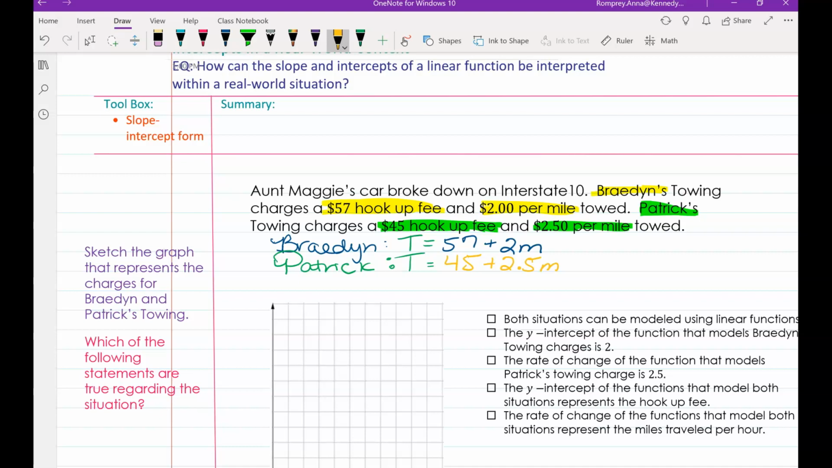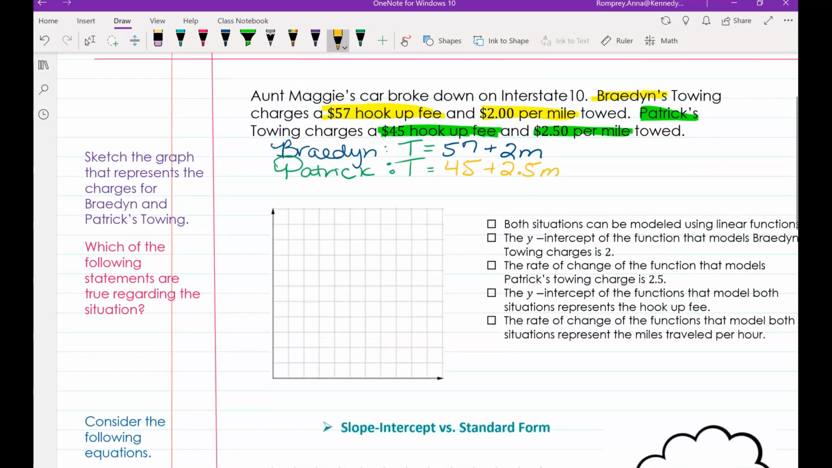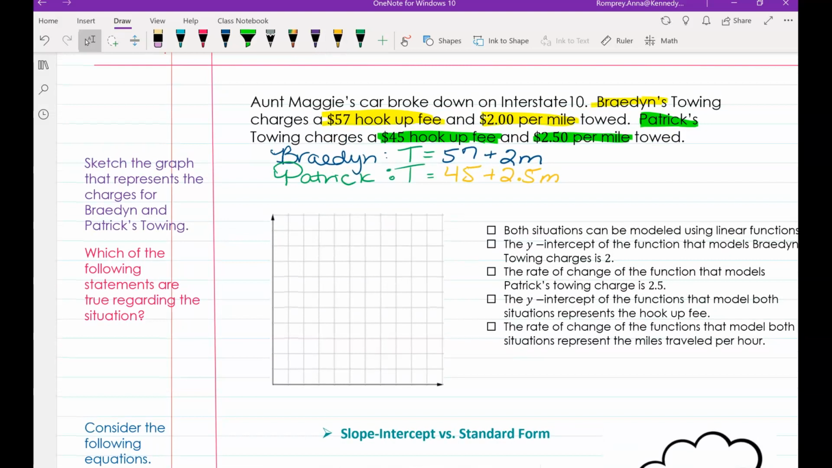So I've just set up two simple little quick equations, and now I'm going to graph them. So our input is the amount of miles because the total depends on, well, how many miles are they towing the vehicle? So mileage goes on the x-axis, where total charge is going to go on the y-axis.